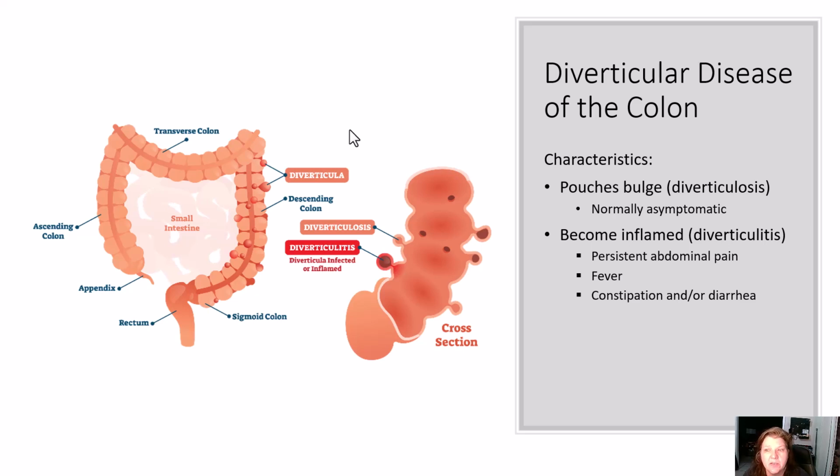So the characteristics of these two diseases, diverticulosis is, like I said, just the presence of having these bulges or the diverticulum. And it's normally asymptomatic. Most people don't even know they have it unless they get a colonoscopy done. However, when they become inflamed with diverticulitis, then it's going to cause some abdominal pain. It can cause diarrhea. Usually it's diarrhea, but there can be constipation or bouts of both. And fever can also accompany it because of the infection that causes the inflammation.